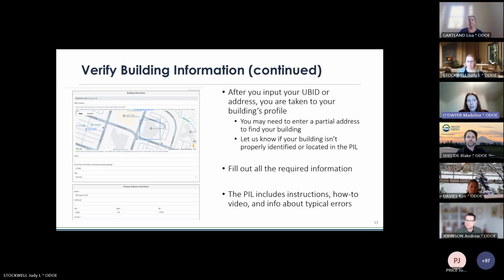The contact information that you're putting into the portal is not being used for any other messaging except updates to the program or actions that you need to take. Next slide, please.